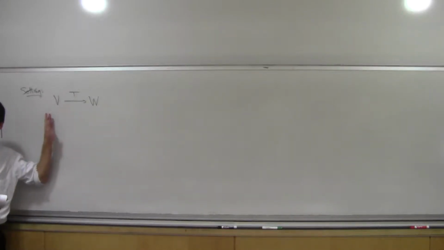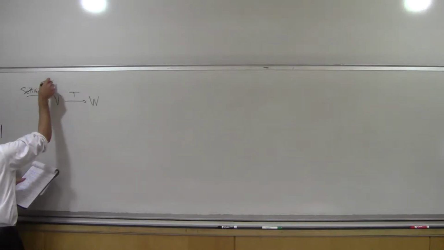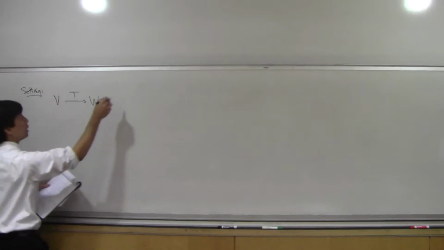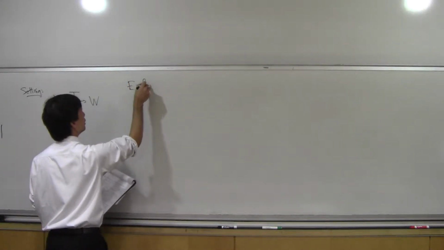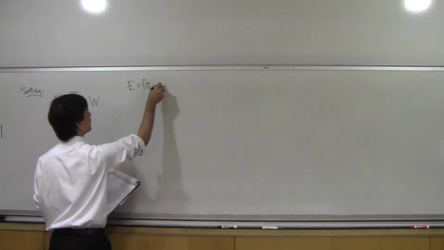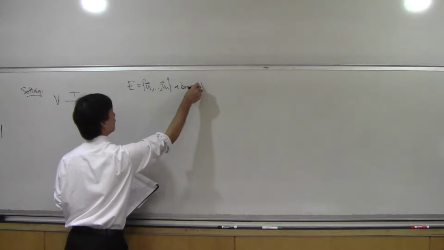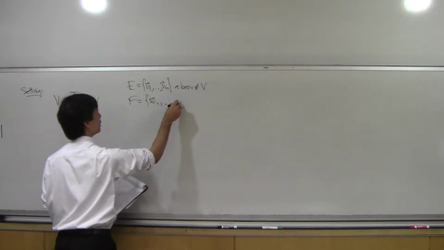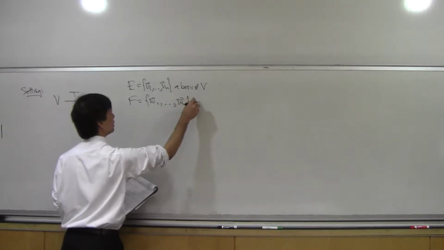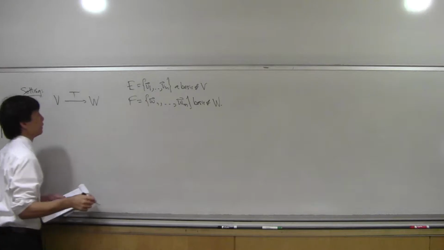Can anyone give a little bit more detail, or let me do it. So remember, the setting is that you have E1 through En, a basis of V. You have F, W1 through Wm, a basis of W, right?